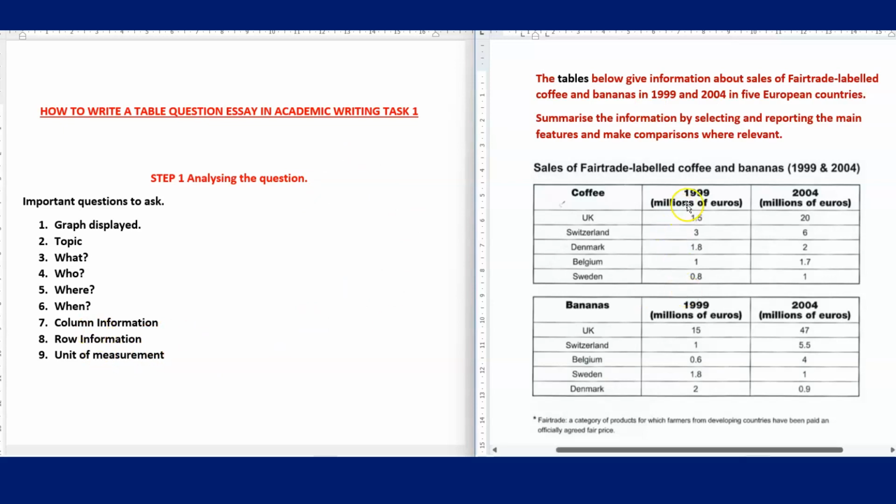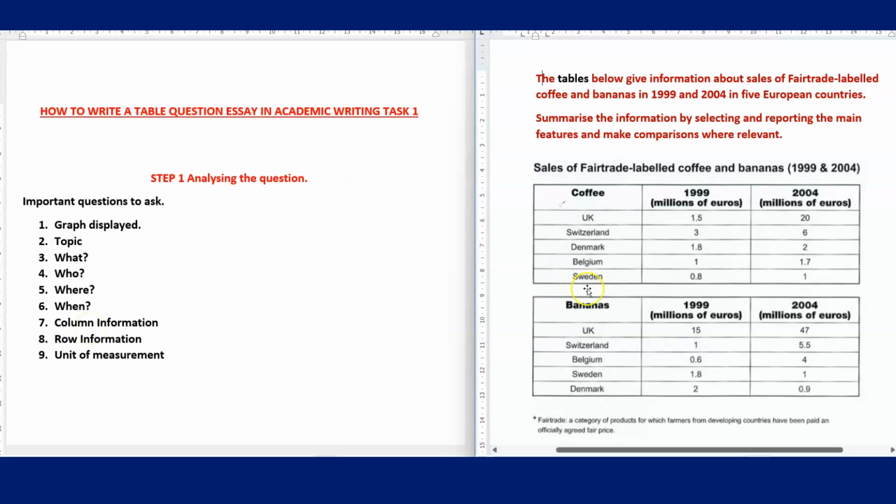Okay, so as you can see here, 1999, 2004. So category for 1999, category for 2004. Now, let's go on to other information. So when you are dealing with a table, there are some other pieces of information you can ask yourself aside from these what, who, where, and when. Okay, you need to ask yourself the information on the column.